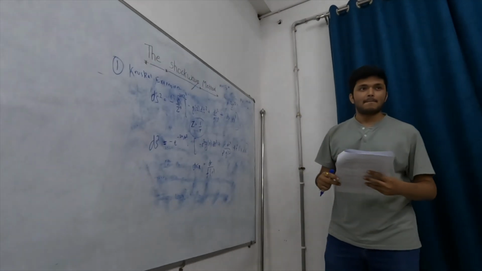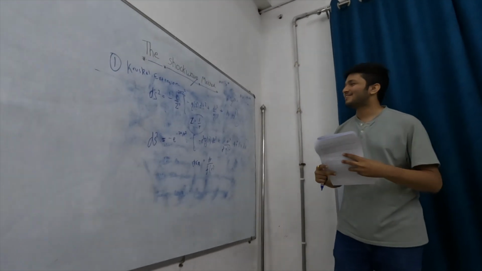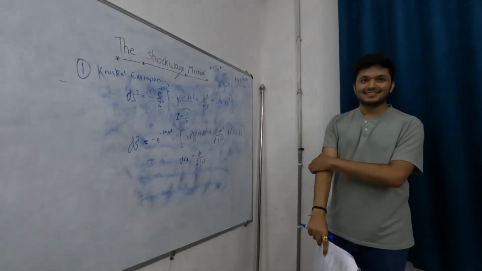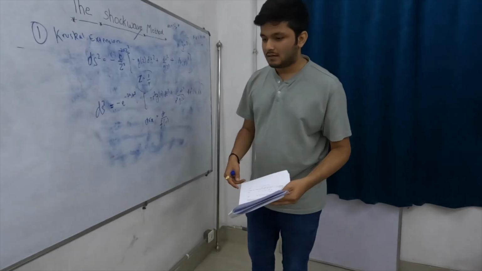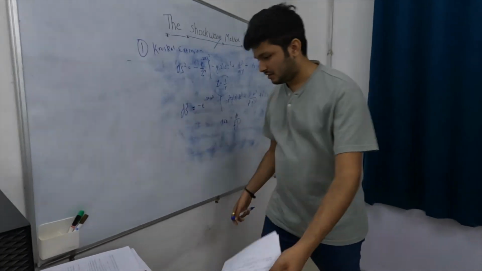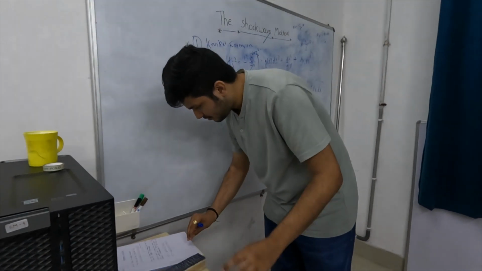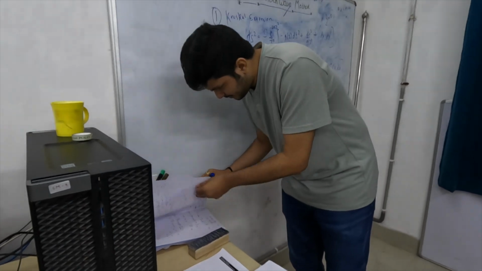Give us a final result. Like the final result? Yeah, your final metric in Kruskal coordinate. He's saying basically instead of doing the in-between steps, because this is just maths, you can just write the final metric that you get in Kruskal. Right. So I'll do that.